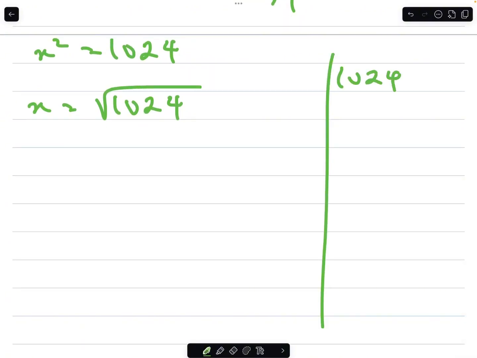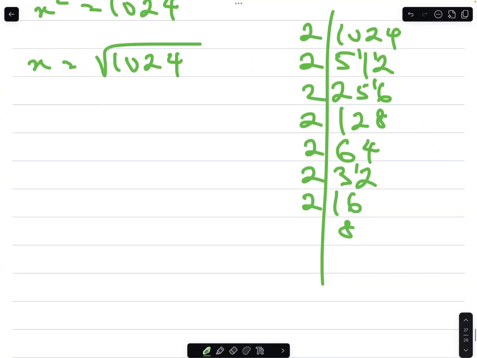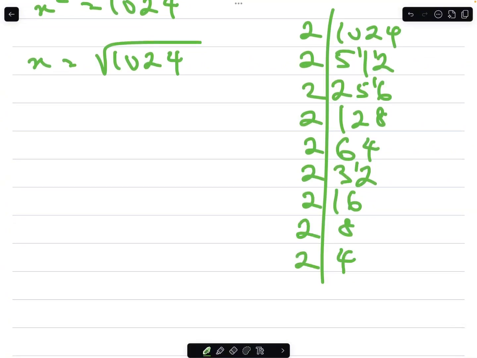1024. We have to write the square root of it. 2 in 10, 5. 2 in 2, 1. 2 in 4, 2. 2 in 5, 2. Remaining 1. 2 in 11, 5. Remaining 1. 2 in 12, 6. 2 in 2, 1. 2 in 5, 2. Remaining 1. 2 in 16, 8. 2 in 12, 6. 2 in 8, 4. 2 in 6, 3. 2 in 4, 2. 2 in 3, 1.